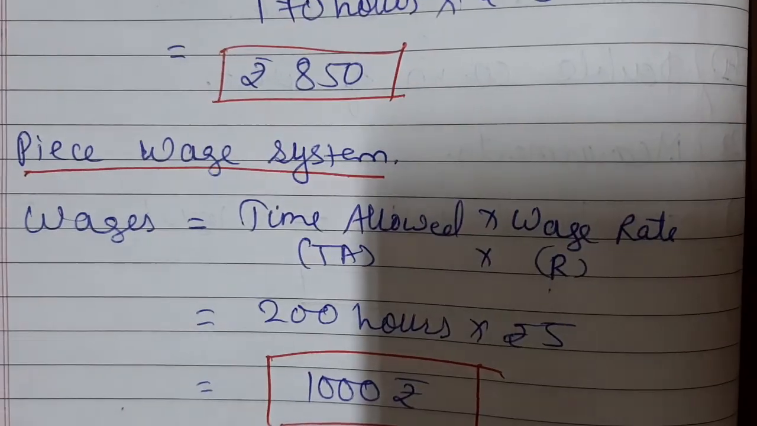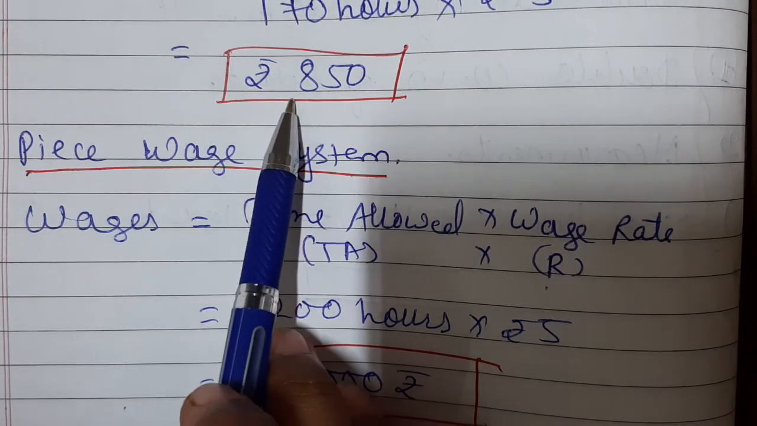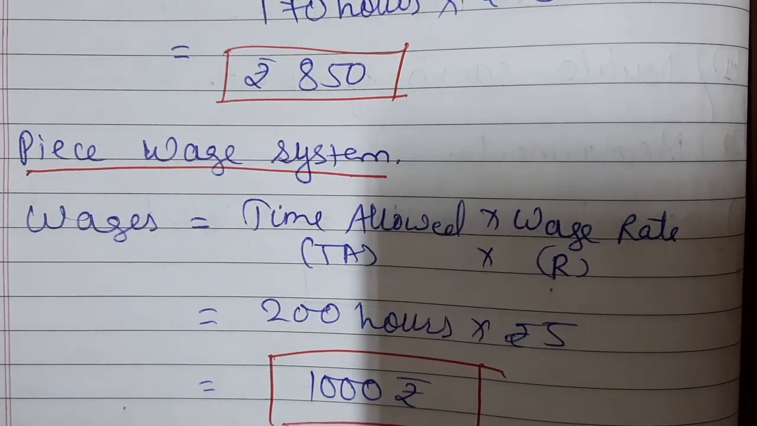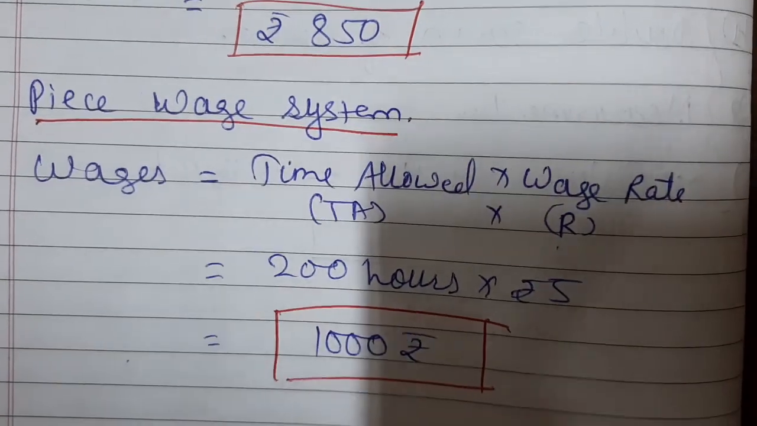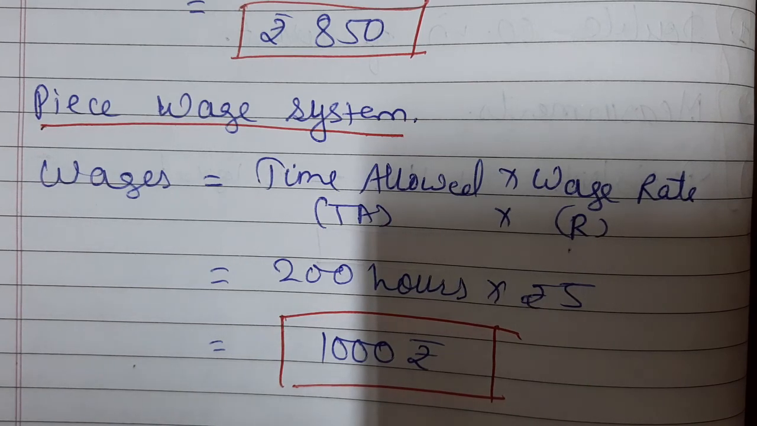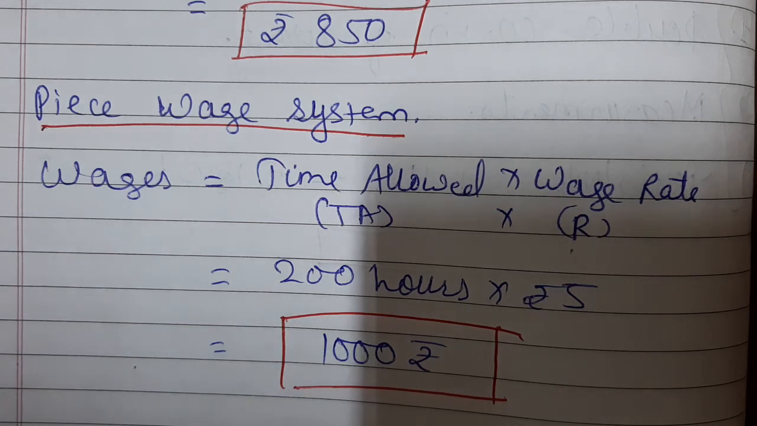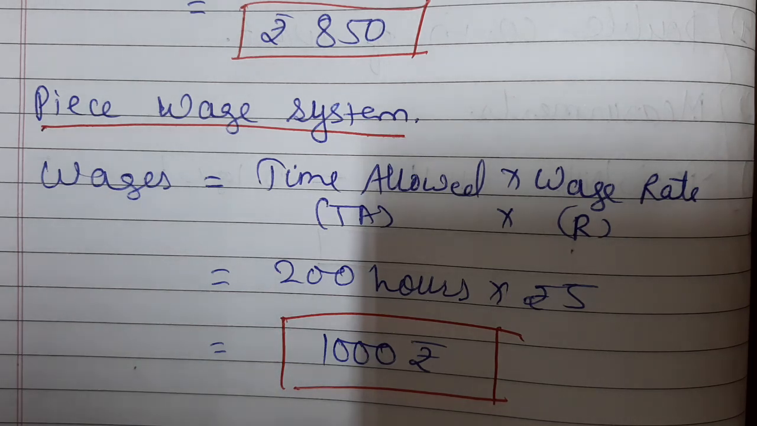So if the worker is provided wages as per time wage system, he will get ₹850 as wages, and if the worker is provided the wages as per piece wage system, he will be provided ₹1000. So both these are the wages as per time wage system as well as piece wage system. The simplest example ever, as it is the first one. So this was our example number 1.